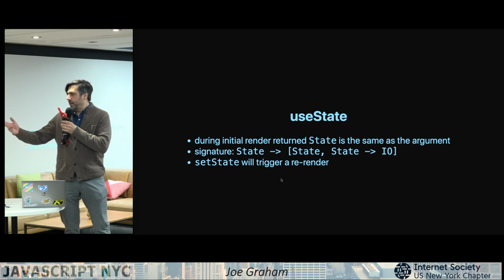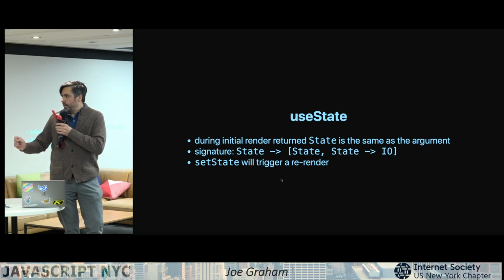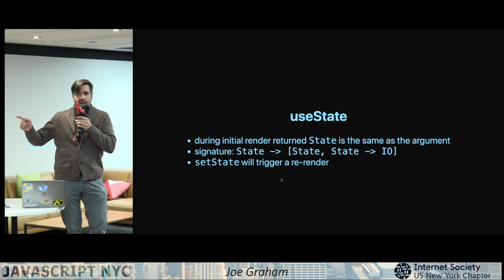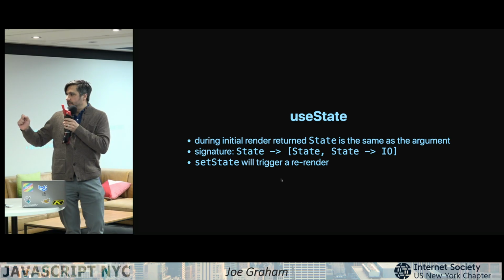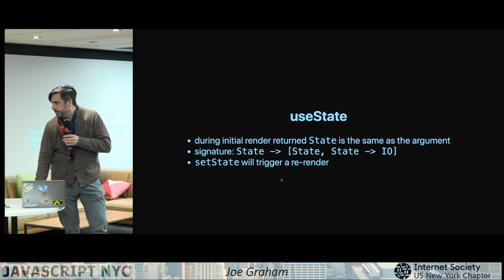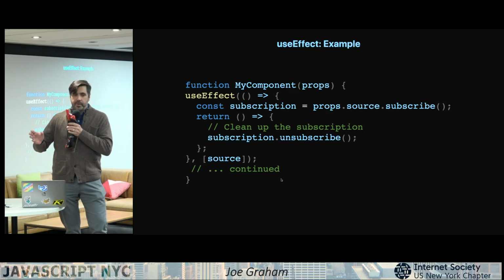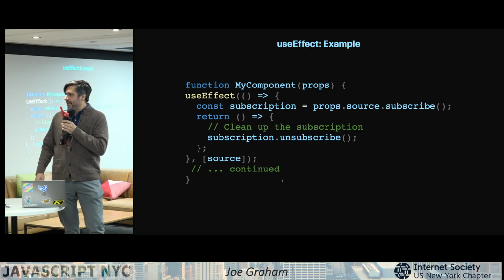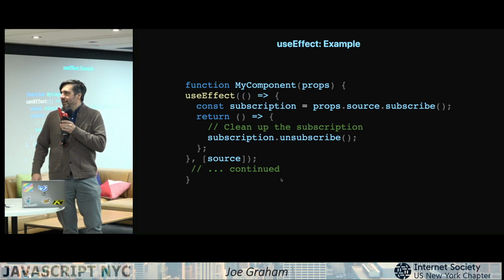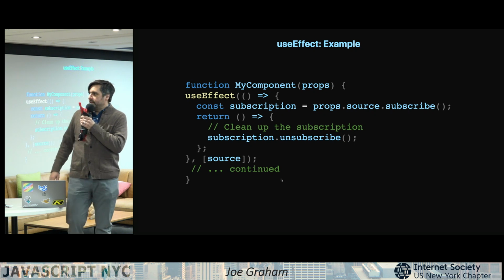Yeah, so again, this is just from the documentation. The initial render is going to take whatever argument you pass into useState. And then when you call set state again, it's going to trigger another re-render. Very much similar to Redux. All right, so those are the two state management hooks. That's pretty much your only options. But at least you have two instead of just set state in class components.